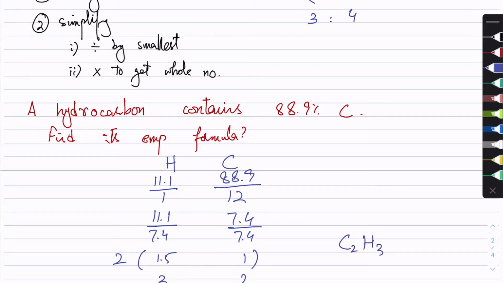If the first strategy doesn't work or gives you an answer that is not final, you can always use the second strategy. Together they will always help you find the answer. Okay, so that was empirical formula.